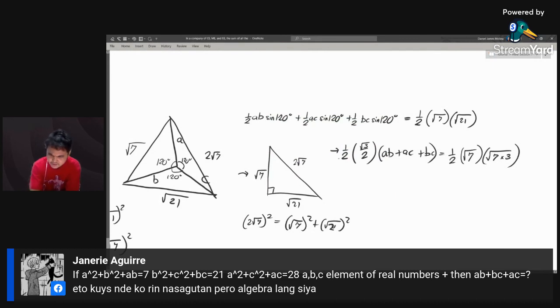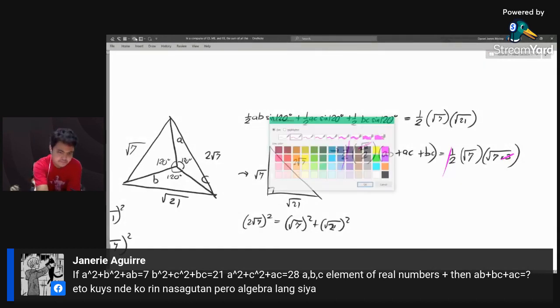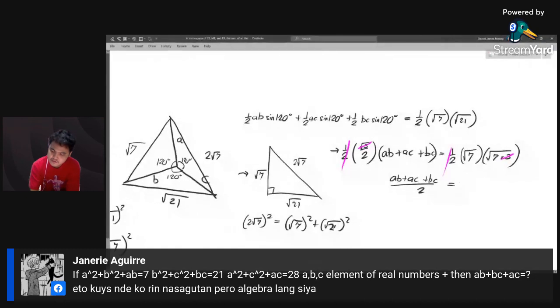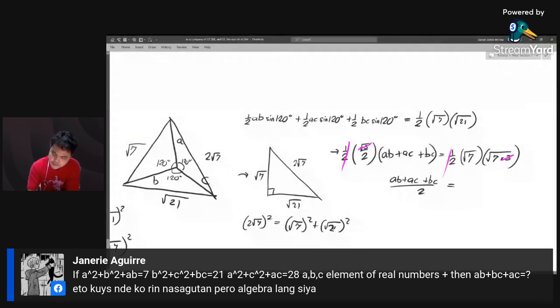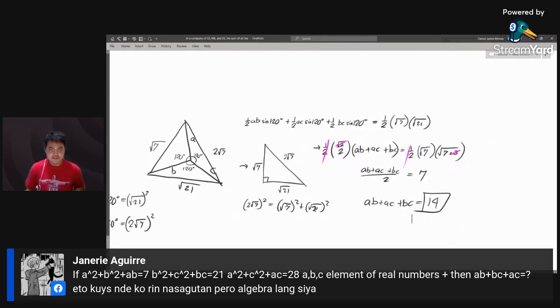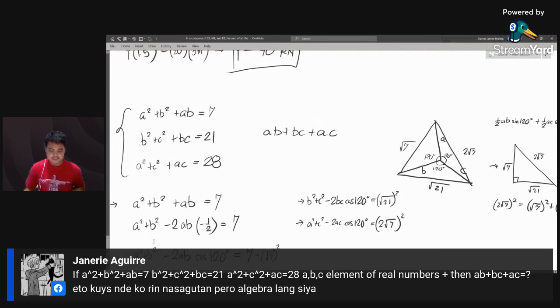So, may mga makakancel dito. Cancel 1/2. Cancel square root of 3. Yun lang. So, AB plus AC plus BC all over 2 is equal to square root of 7 na dalawa. So, 7 yan. So, therefore, AB plus AC plus BC is equal to 14. Di ba? Dami-dami natin ginawa. 14 lang pala yung sagot eh. So yes, that's how you solve that one. Di ba?